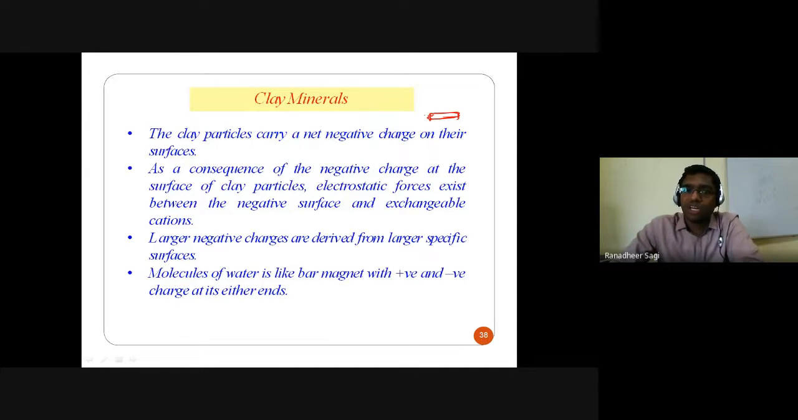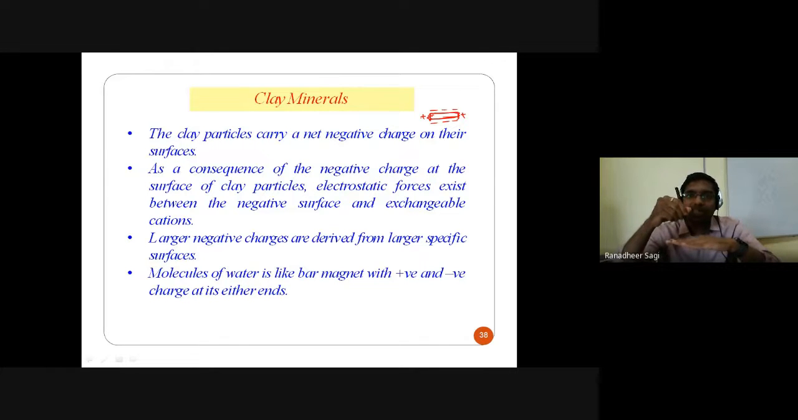okay, so these edges are what is considered your positive charge. They carry what is called a positive charge at the edges, and they are going to carry a negative charge on the surface of your clay particle. As a consequence of that negative charge existing at the surface of your clay particle, electrostatic forces exist between the negative surface and the exchangeable cations. So whenever there is a water molecule around this clay particle, because of the hydrogen ions existing in the water molecule, those hydrogen ions get attracted towards the negative surface of your clay particle.